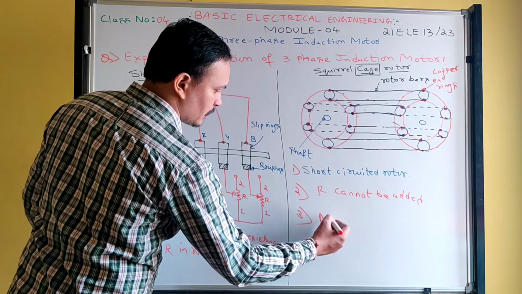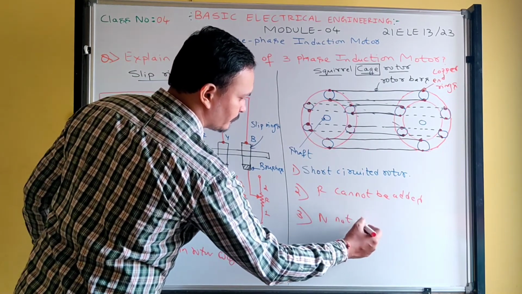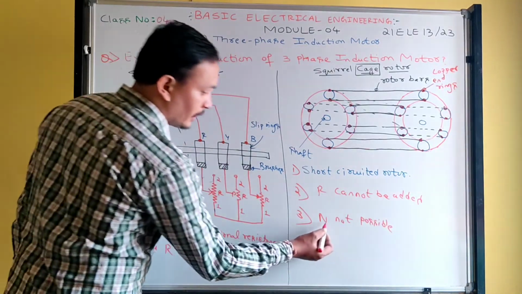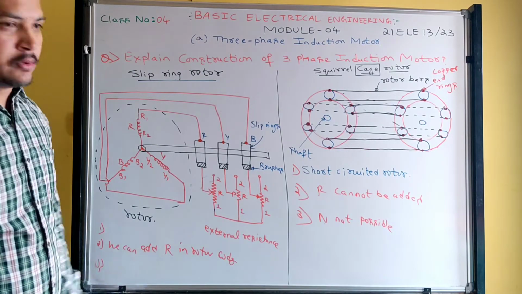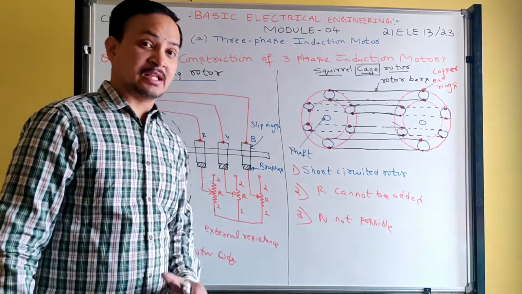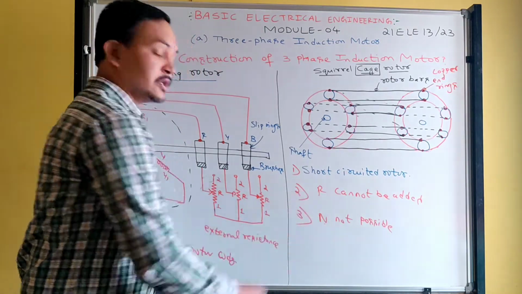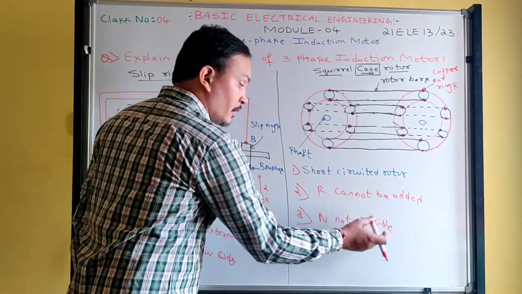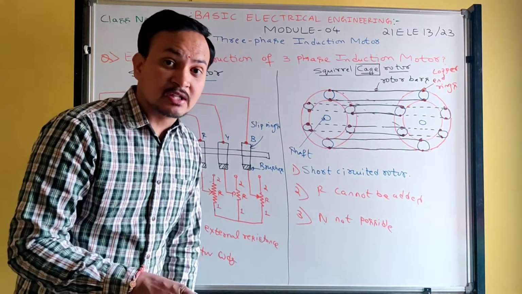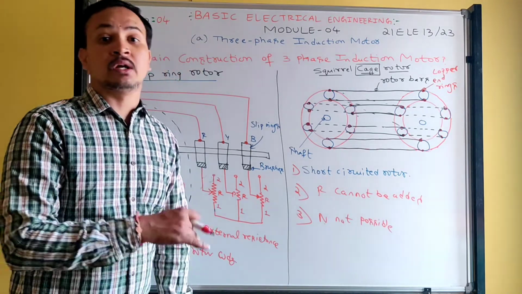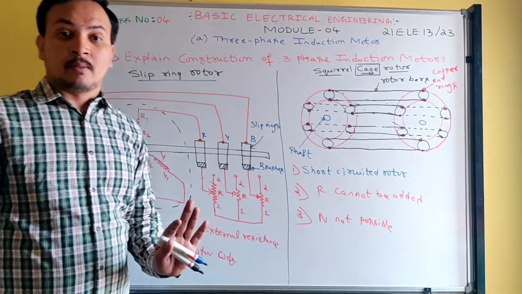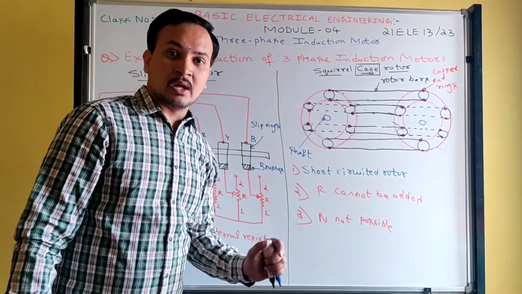Speed control not possible. I wrote simply N. If you pause the video, simply writing N not possible has no meaning. You must know what I explained and what I wrote here. N is nothing but speed. Speed control is not possible in the squirrel cage rotor. From which side, stator side or rotor side? From the rotor side. By changing the parameters in the rotor, speed control is not possible in the squirrel cage rotor.